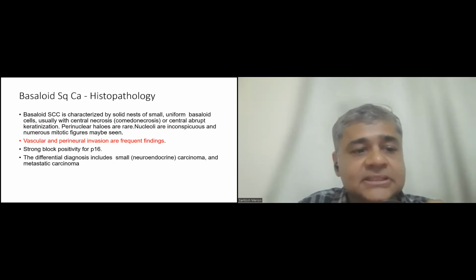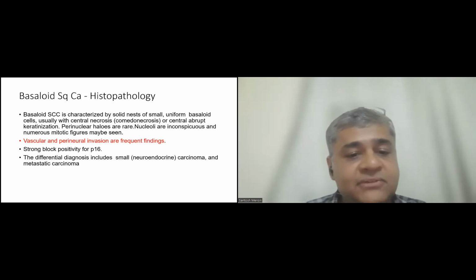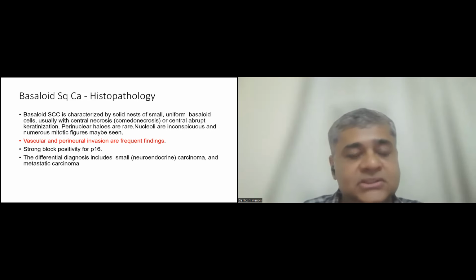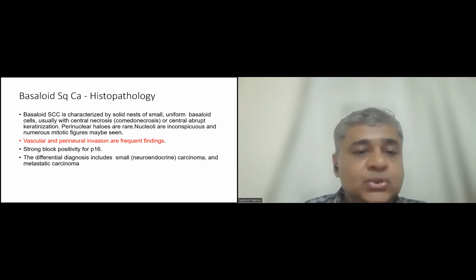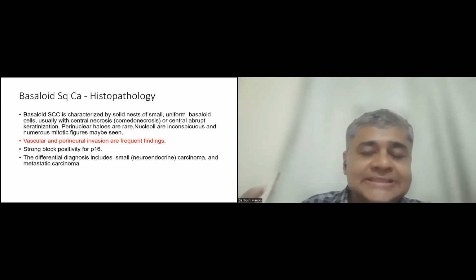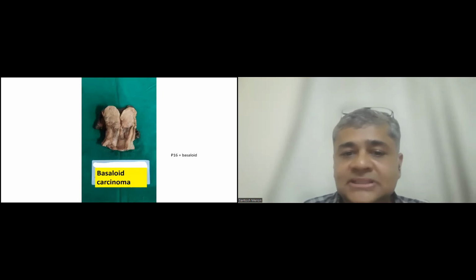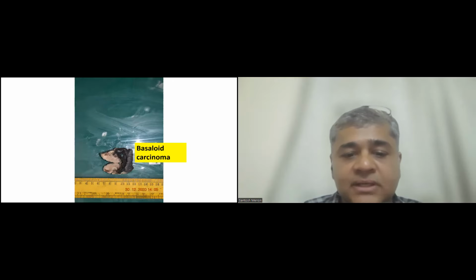They show strong block positivity of P16, and sometimes they may be so blue under the microscope that you may start thinking of neuroendocrine carcinoma or a metastasis from somewhere else, because they may not show much keratinization. Although in the center of these islands, they generally show some abrupt keratinization. So these are basaloid carcinomas, solid fleshy looking masses, not very papillary looking.